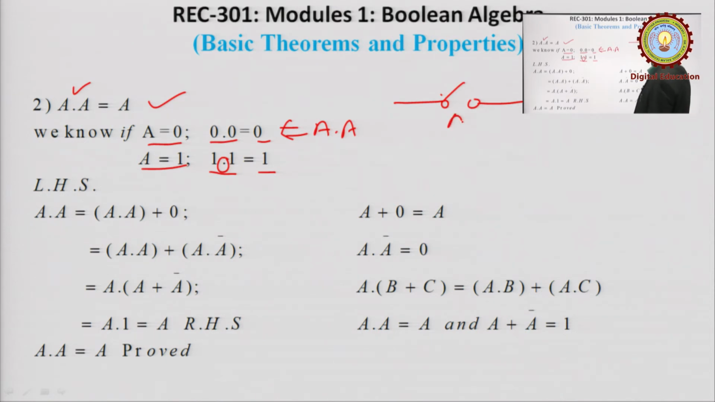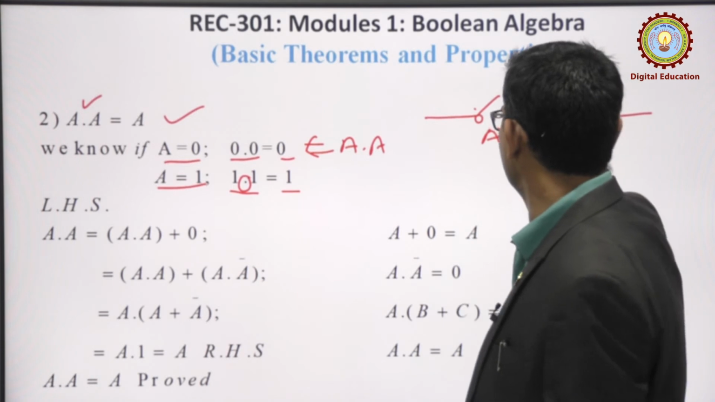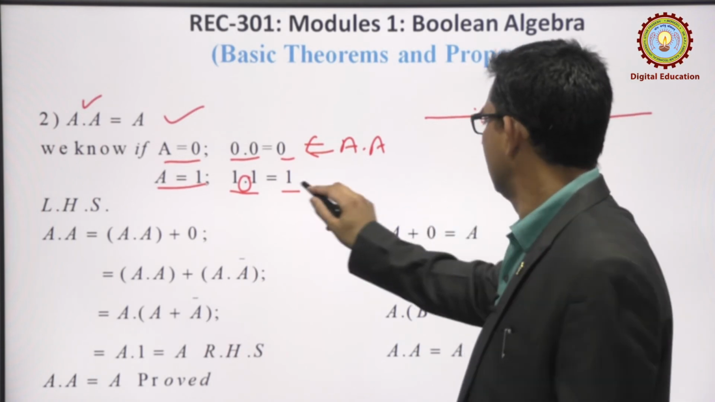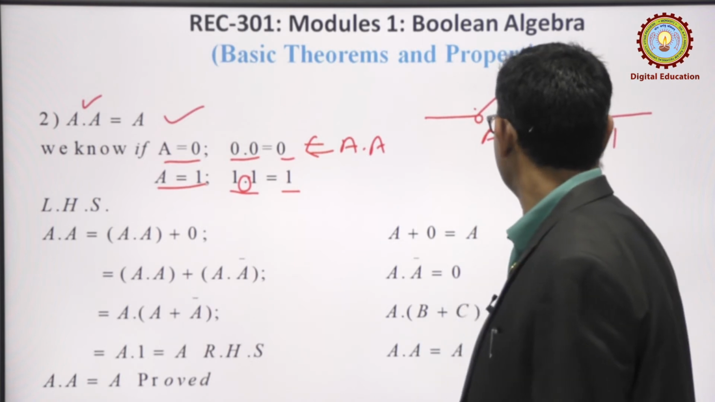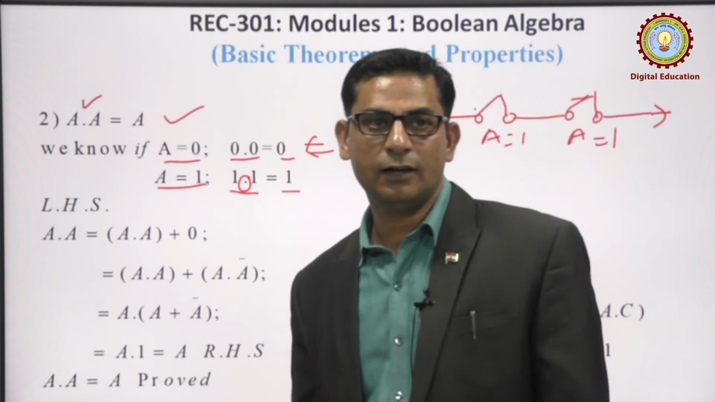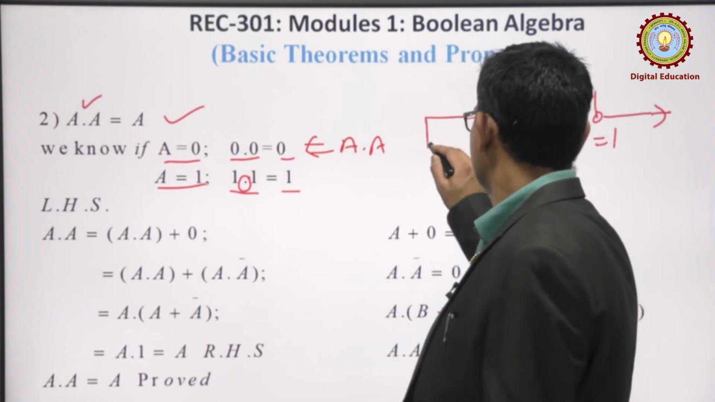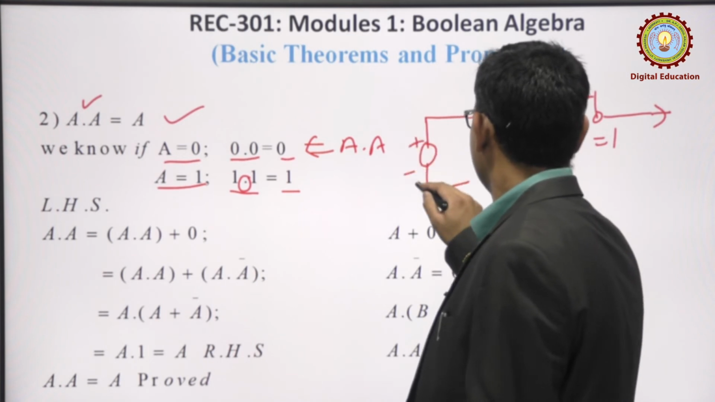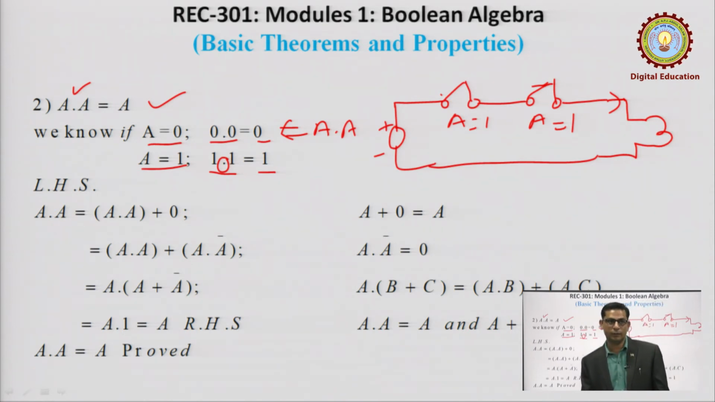Okay. This is A, this is another A. Both are connected in series, and if both the switches are closed, from here I am saying A equals 1, 1. It means we will get the connection. Okay, we will get the output. It means if we have the source to supply some load, it will glow. Okay, so the output will be 1.